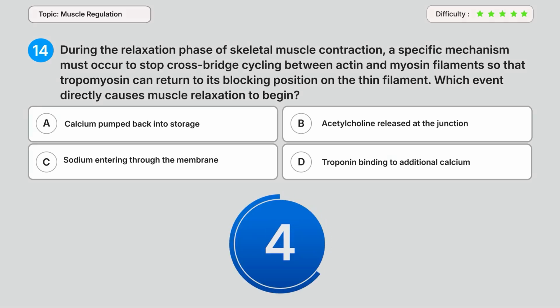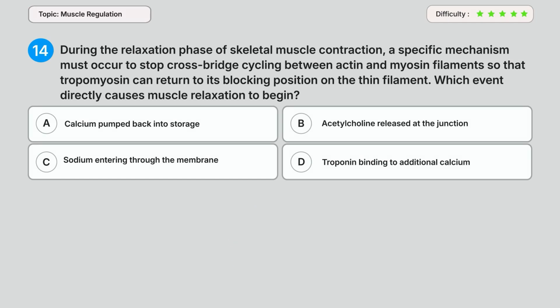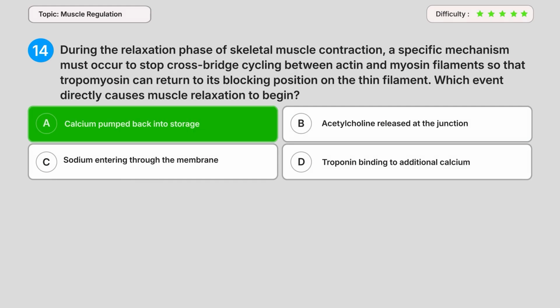What do you think is the answer? Correct answer, A. Calcium pumped back into storage.